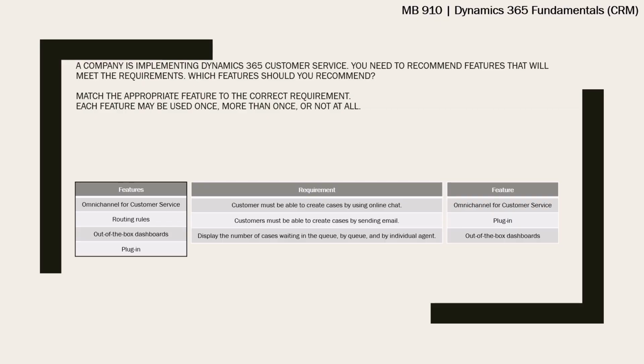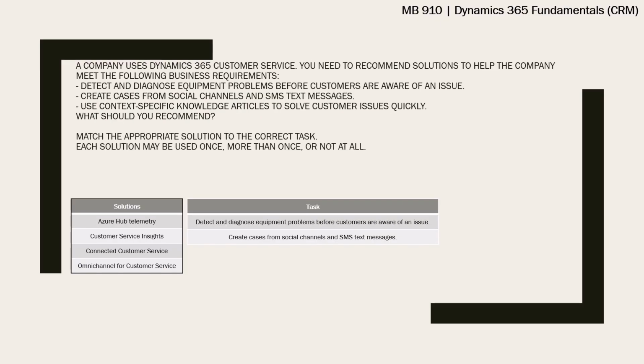A company uses Dynamics 365 Customer Service. You need to recommend solutions to help the company meet the following business requirements. Detect and diagnose equipment problems before customers are aware of an issue. Create cases from social channels and SMS text messages. Use context-specific knowledge articles to solve customer issues quickly. What should you recommend? Match the appropriate solution to the correct task. Each solution may be used once, more than once, or not at all.